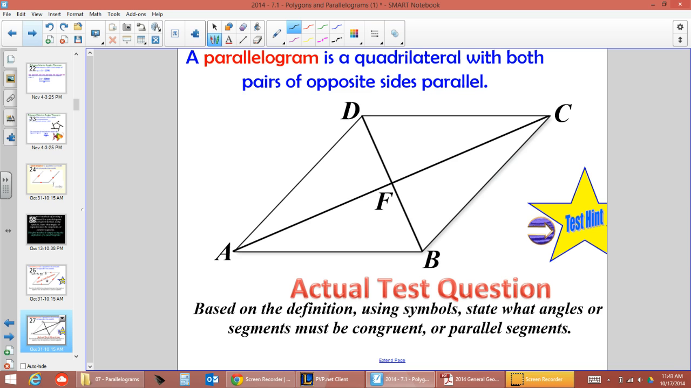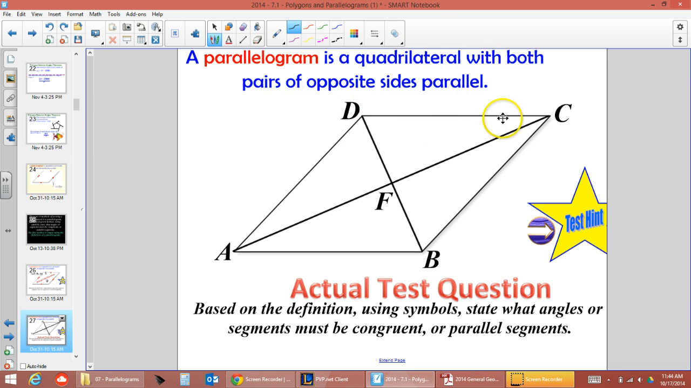Parallelogram. Quadrilateral with both pairs of opposite sides. Actual test question. Based on the definition, using symbols, state what angles or segments must be congruent or parallel segments. Oh, this bottom part down here? This is a lot of test questions, actually. I'm going to ask you that a bunch of times. So I'm going to give you a definition, like up here, the opposite sides are parallel. And I give you the definition, and you have to tell me, using symbols and letters and whatever, state what angles or segments must be congruent or parallel segments. So based on this definition, I've told you that both pairs of opposite sides are parallel.